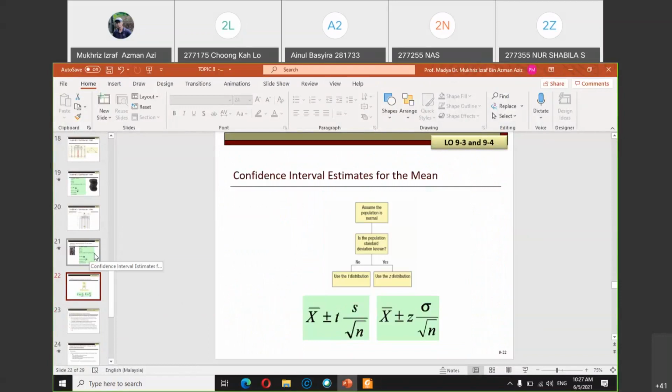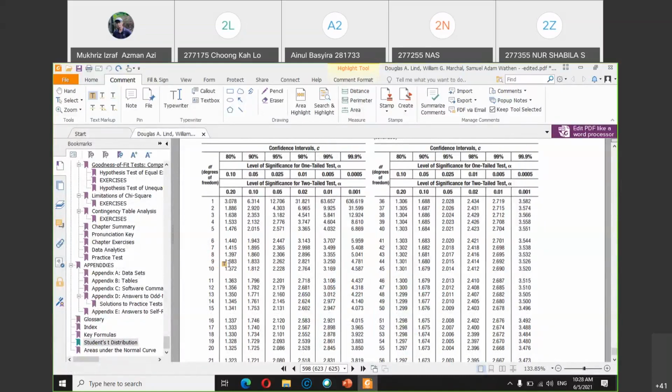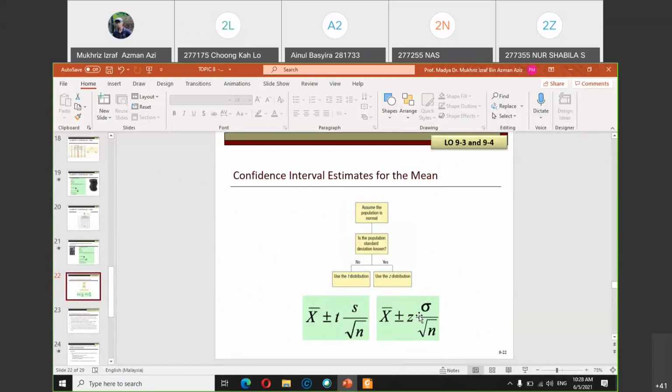Once you understand the concept of CI for the Z distribution, unlike Z, where the value remains the same, Z for 95% is always 1.96 and for 99% it is always 2.57, regardless of the size of the sample, because once you use Z, the sigma is known and the value remains the same. But if you rely on the T distribution, where the standard deviation is taken from the sample itself, then you need to refer to the T value, and the T value changes according to your sample size. If your sample size is 10, you refer to 9. If your sample size is 20, you refer to 19. So the value changes according to your sample size, unlike the Z distribution.